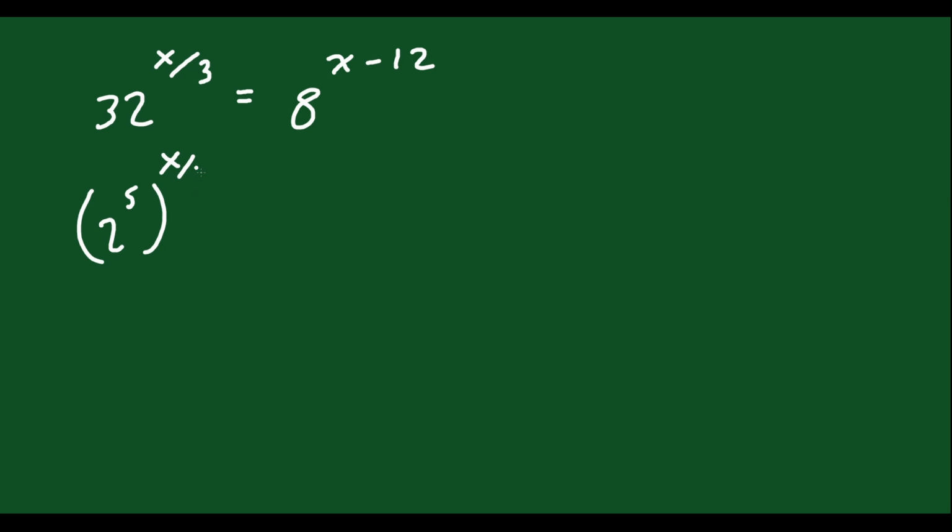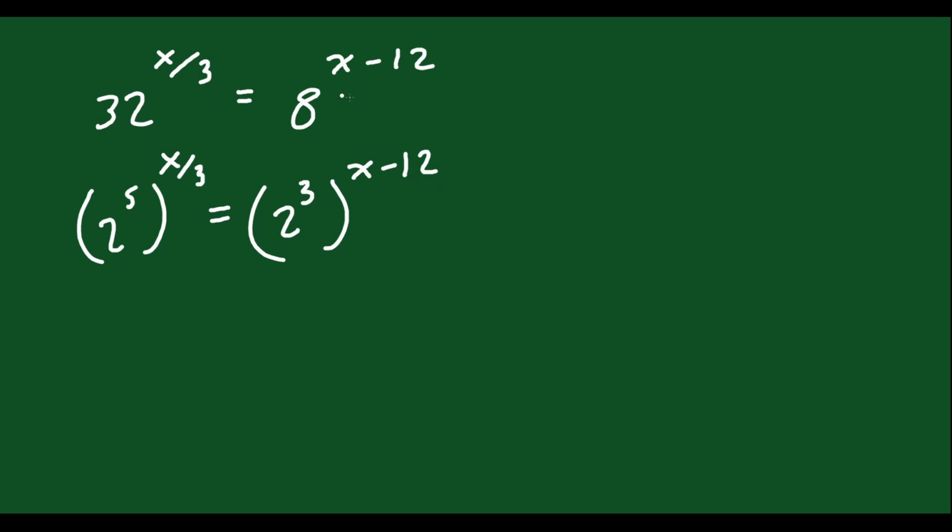Let's do a couple more. Let's say I have 32 to the exponent x divided by 3, and that's equal to 8 to the exponent x minus 12. What should I do here? Well, I still want each base to be the same, right? Well, I can't write 32 as a base of 8, right? But I can write them both maybe as a base of 2. Like 32 is 2 to the exponent 5, and then you have x over 3. And 8 is just 2 to the exponent 3, and then x minus 12.